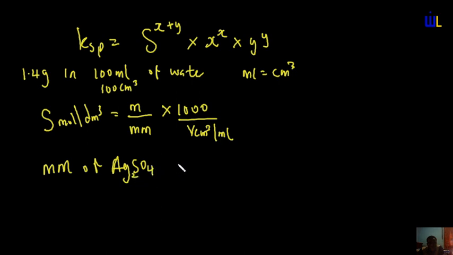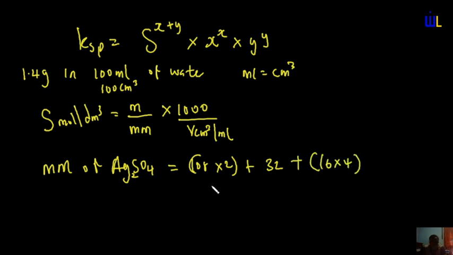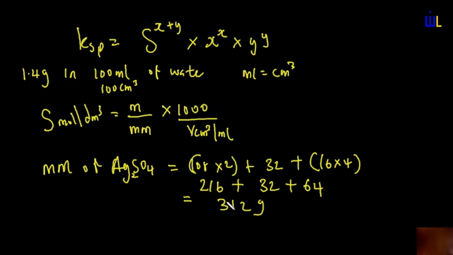that's Ag2SO4, is going to equal 108 times 2 plus 32 plus 16 times 4. If you do that, this is going to be 216 plus 32 plus 64, and this is equivalent to 312. So we have that the molar mass is 312. Now, having said this, if the molar mass is 312, let's apply it to our formula and get what we want.